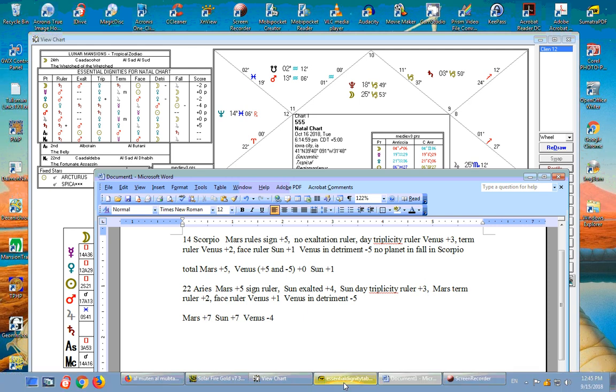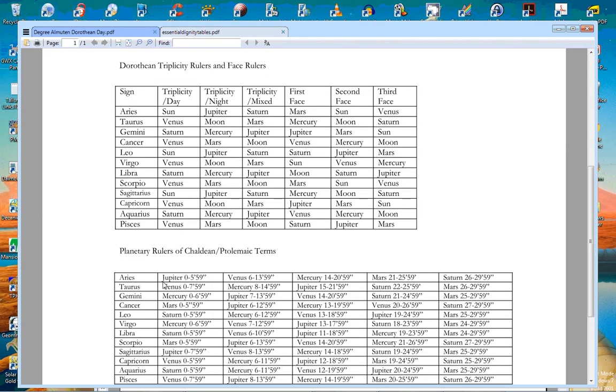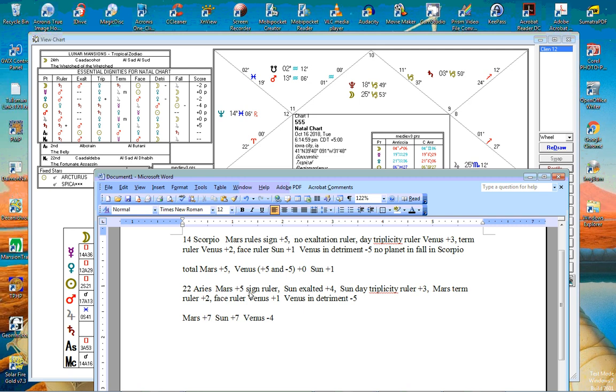Okay, let's look at the term here. So Aries term 22 is ruled by Mars because Mars rules from 21 to 25, so +2. And then the third face of Aries is Venus +1. So let's recap that. Mars is +5 for sign rulership, Sun exalted +4, day triplicity ruler +3, Mars is the term ruler +2, face ruler is Venus +1, and then Venus is in detriment -5.